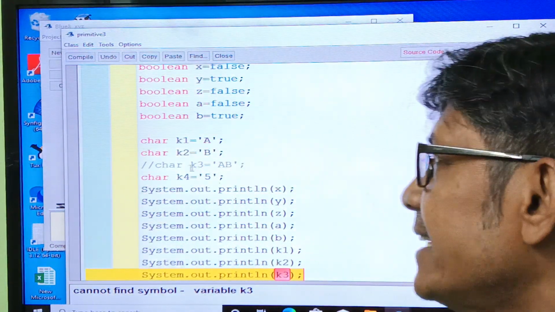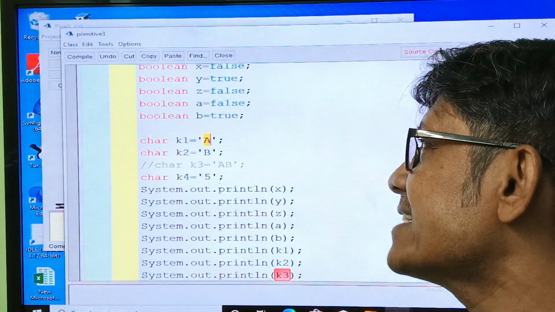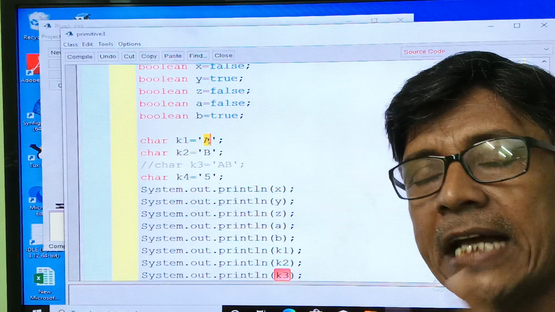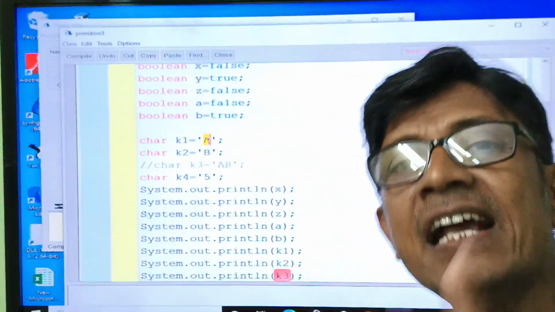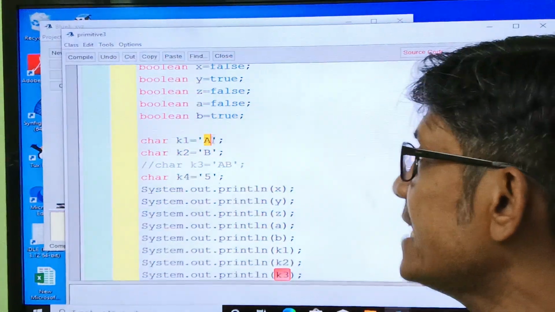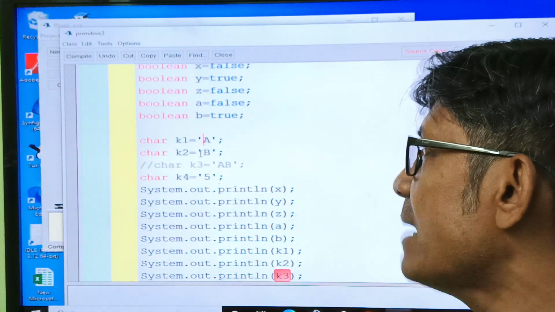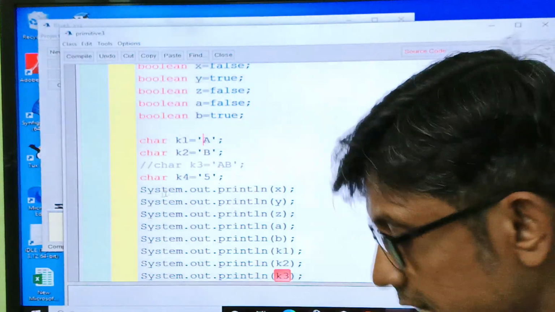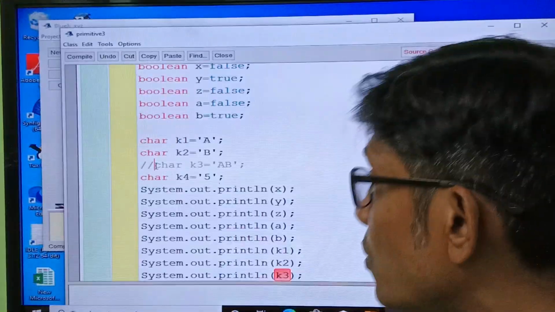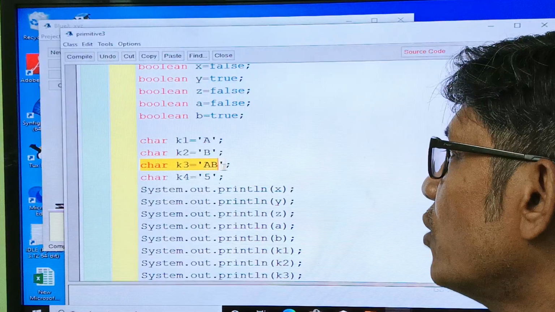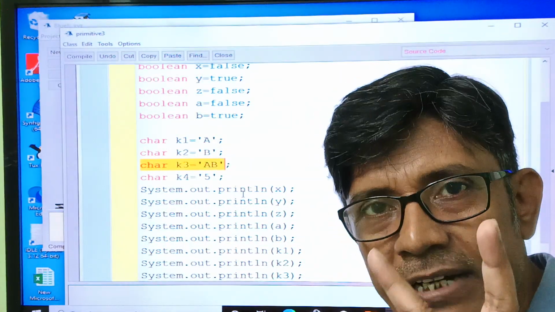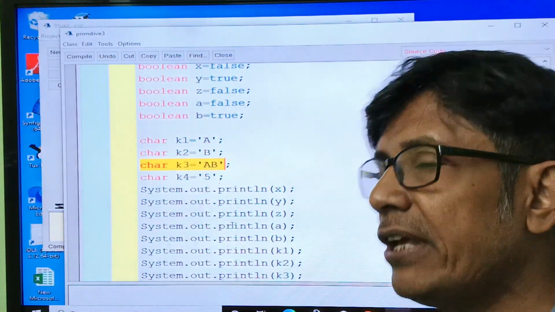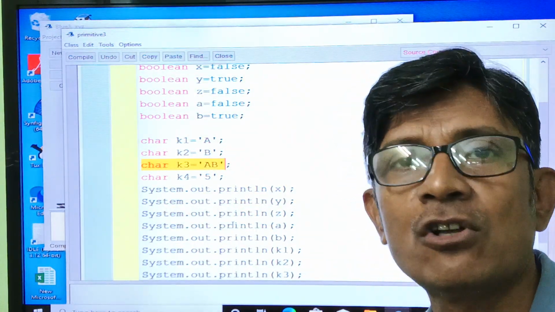This is character data type. You see, the char data type can accept a single character within a single quote, not within a double quote. Character data type can accept a single value. You see that this is capital letter A. This we can write. If you write a double quote, you see that it is dimmed. So if you write like this, this is wrong. Double characters you are writing within a single quote, it's not valid. Even if you write char K3 within double quote AB, it is not also valid.